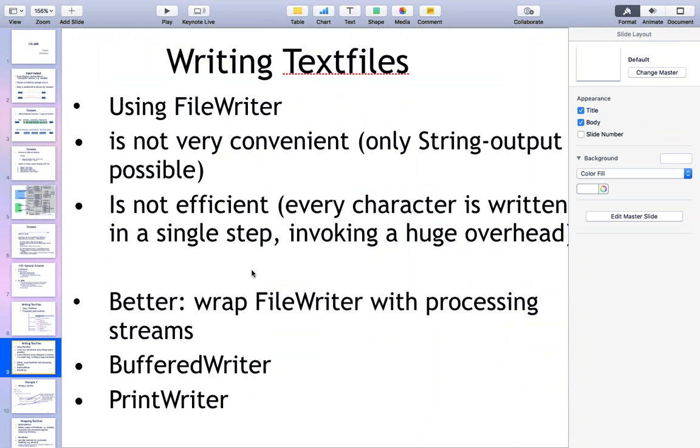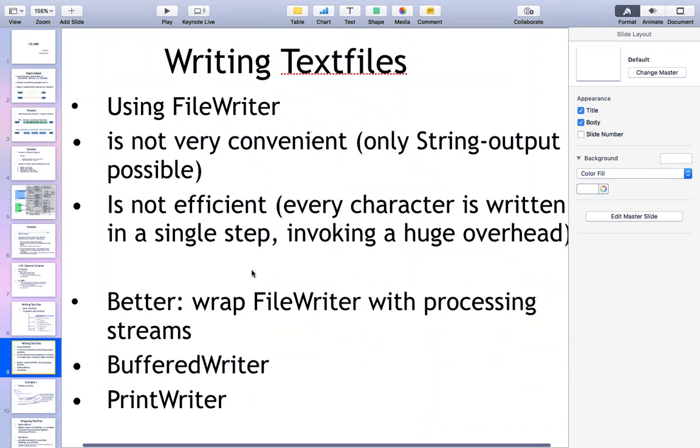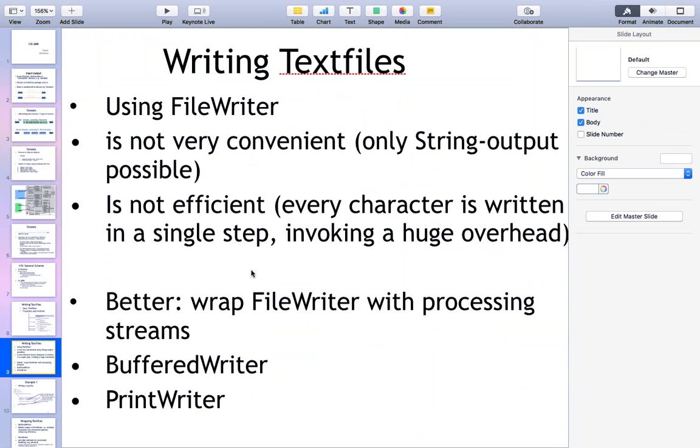So how do we write text files? We use FileWriter, right? It's not very convenient. Only string output is possible. It's not efficient as well. Why? Because every character is written in a single step, and then there is a huge overhead. So what do we do? We wrap FileWriter with processing streams. And what are those processing streams? They are BufferedWriter and PrintWriter, right?